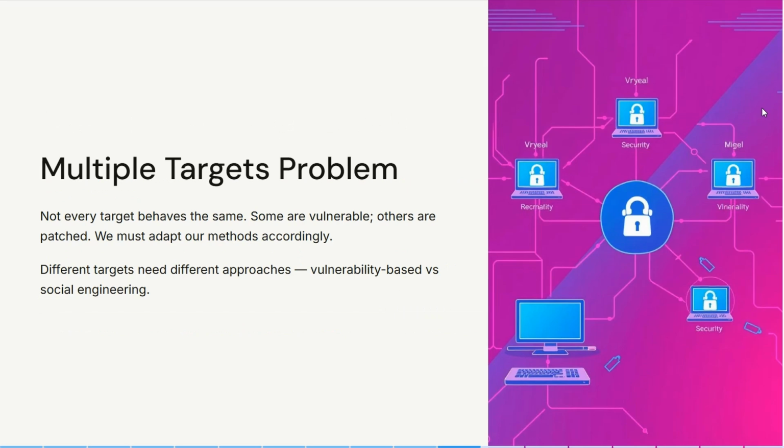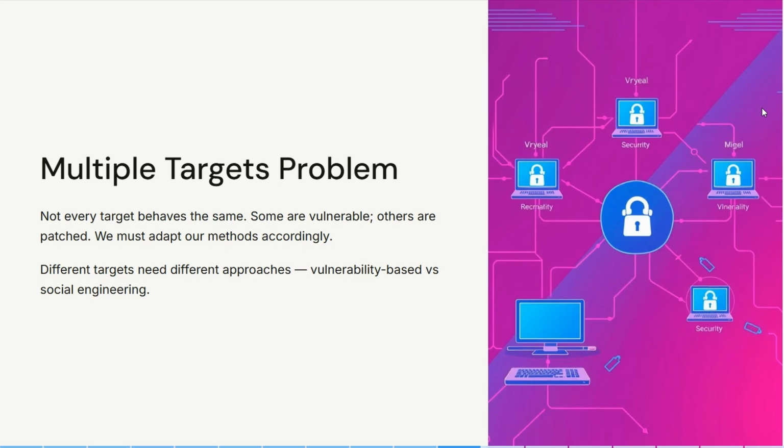Now we have the multiple target problem. Not every target behaves the same. Some are vulnerable, others are not. And those that are not have been patched, because when you discover a weakness on a system, the next thing is to patch it so that no one will have access to that system. So different targets need different approaches.